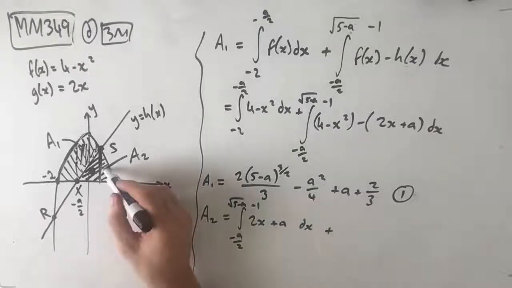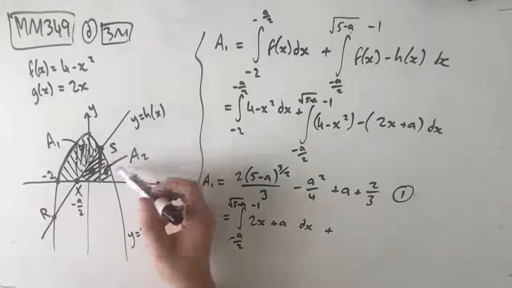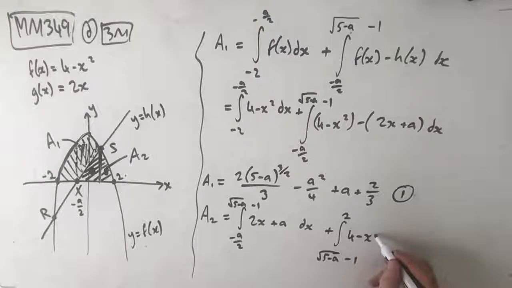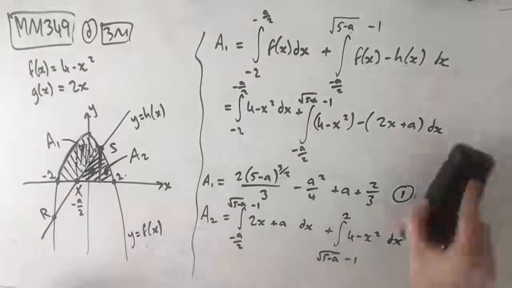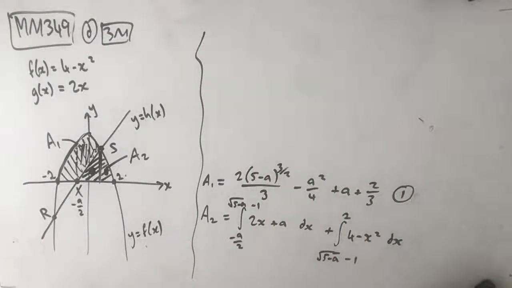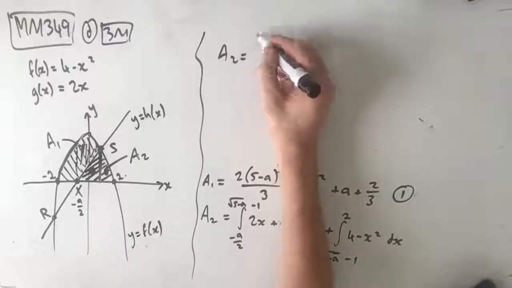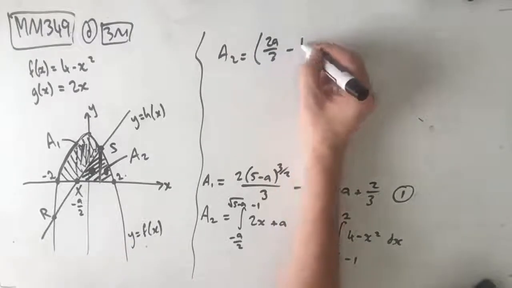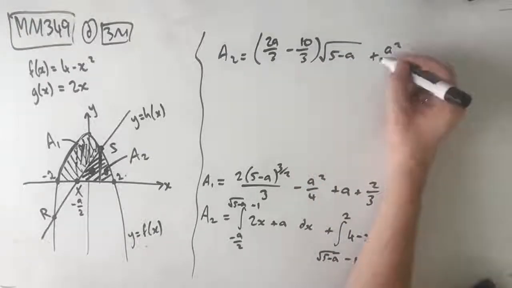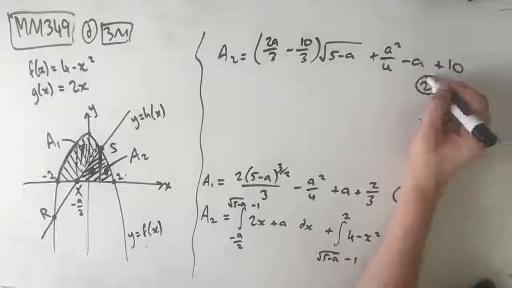And then we're adding this area here, which is from s to the other intercept, which is 2. So from s, which is root 5 take a take 1, up to 2, and then of f of x, which is 4 take x squared dx. Awesome. So now what this spits out is a2 equals 2a over 3 take 10 over 3 outside of 5 take a, and then plus a squared on 4 take a plus 10. That's our second mark, okay?